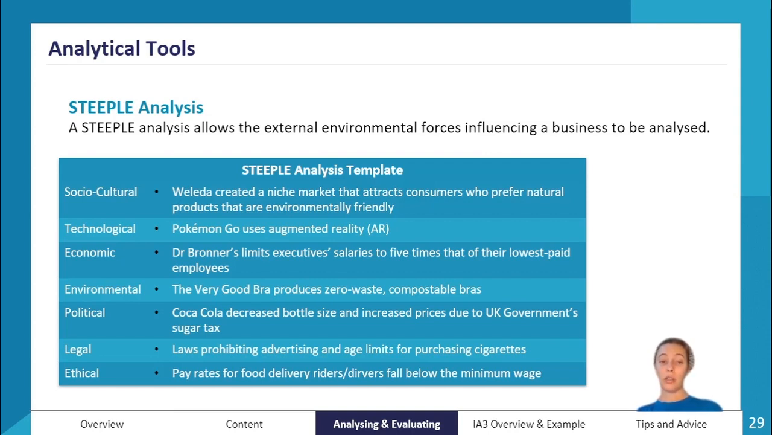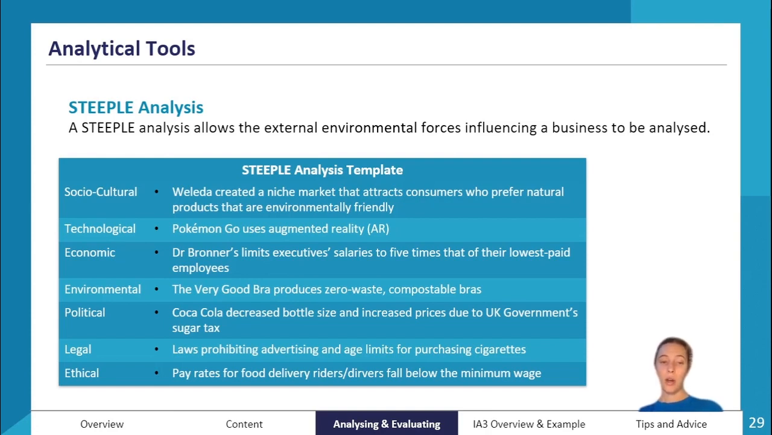In the legal section, laws prohibiting advertising and age limits for purchasing cigarettes. So this was a long while ago now where we had that change where those big tobacco companies were no longer allowed to have fancy packaging that was attracting people to the products. Now we see warnings on our packaging for cigarettes to try and get people to not take up smoking.